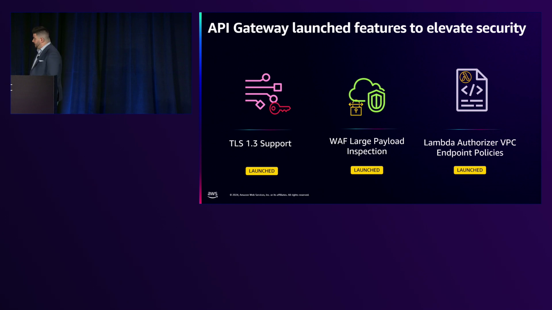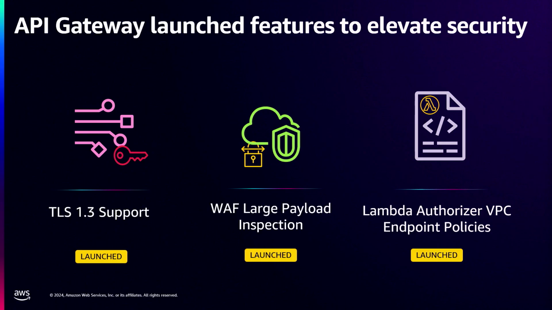We've spoken a bit about the availability improvements that API Gateway has delivered over 2024, but it's also important to call out some of the key security features that API Gateway has launched. Earlier this year, we launched TLS 1.3 support for all of our APIs out of the box, no action required. This is part of our promise to customers of API Gateway. We also improved our integration with WAF and now can support large payload inspection for customers integrating WAF and API Gateway, supporting payloads up to 64 kilobytes. And for people using custom authorizers, we made a series of improvements to better support VPC endpoint policies.